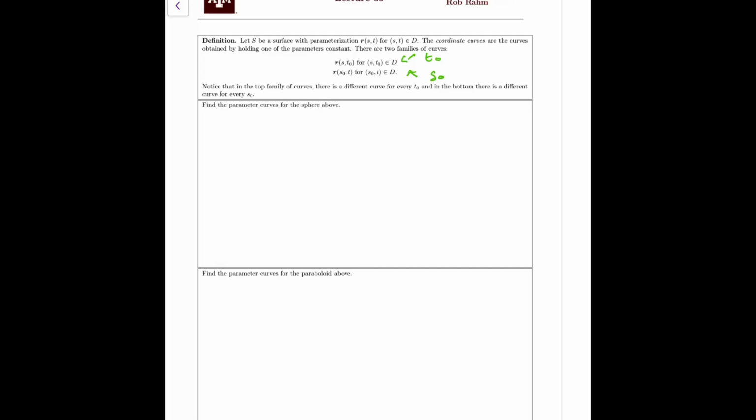So remember that the parameterization for the sphere is R of phi, theta. It was a sphere of radius 2 centered at the origin. So this is 2 cosine theta sine phi, 2 sine theta sine phi, 2 cosine phi. Okay, so the parameter curves will just hold one of the parameters constant.